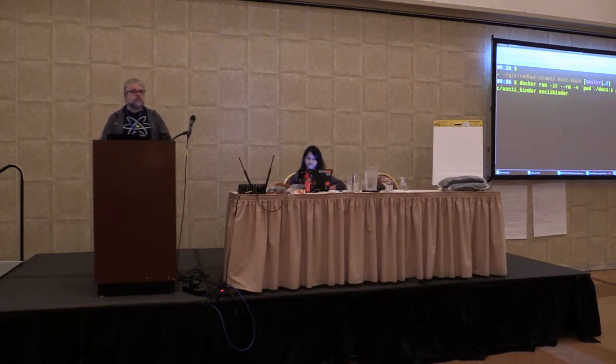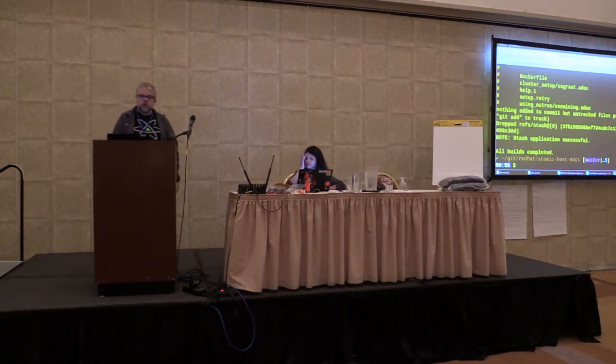This is just doing it in preview mode. So I just ran the AsciiBinder command. That'll go ahead and run. It'll give you a whole bunch of warnings. Keep in mind, because AsciiBinder works with Git branches, it will do a check-in on Git, which means you'll get Git messages, and if you have unsaved changes, it may stash them.